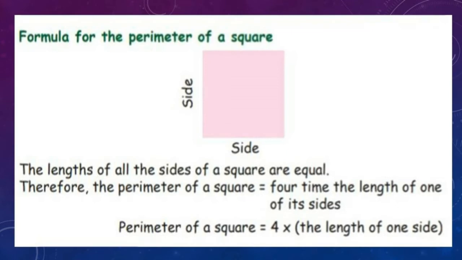Formula for the perimeter of a square. Square has all the sides equal. That means the 4 sides will be equal. So perimeter of the square equal to 4 into length of one side. That means 4 into length of one side. It is the formula for perimeter of square.